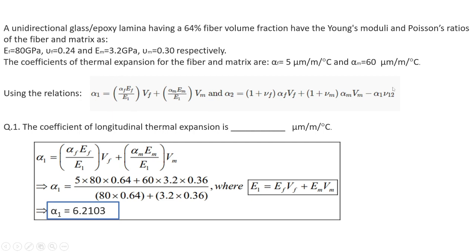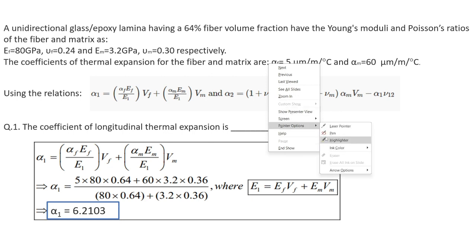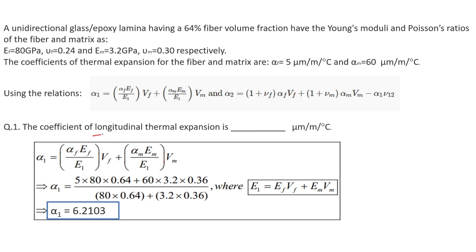So already equations that are required for solving for alpha value in longitudinal and transverse direction are given. So we have to use these formulas and also values are given. So let's start. Let's see what is the first question. First question they're asking the coefficient of longitudinal thermal expansion. So here they are talking about the longitudinal thermal expansion, so that is the suffix 1. Whenever we use the suffix 1, we are talking about the longitudinal, and when you are using 2, we are talking about the transverse thermal expansion.